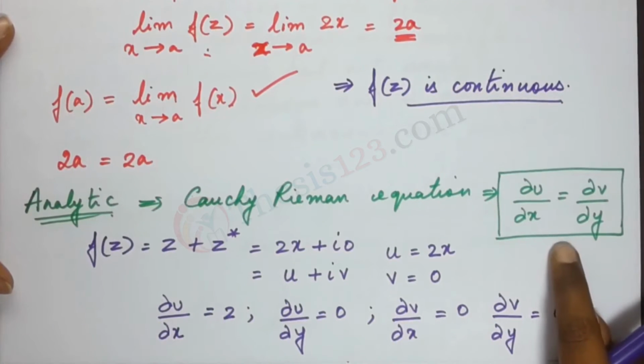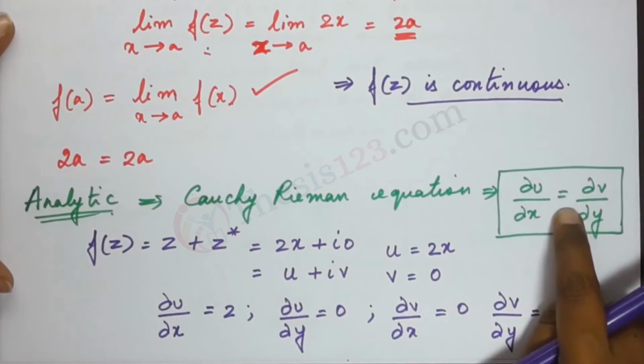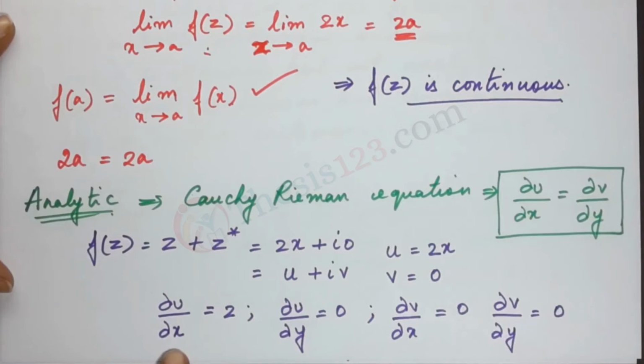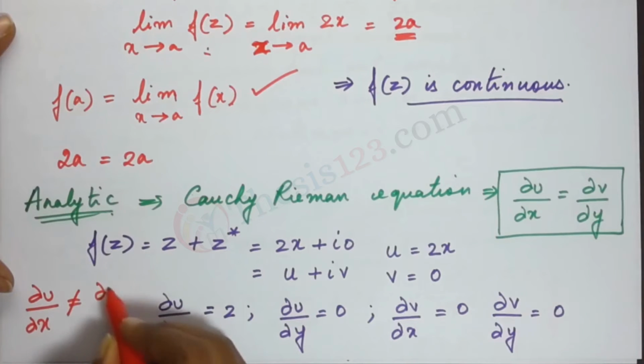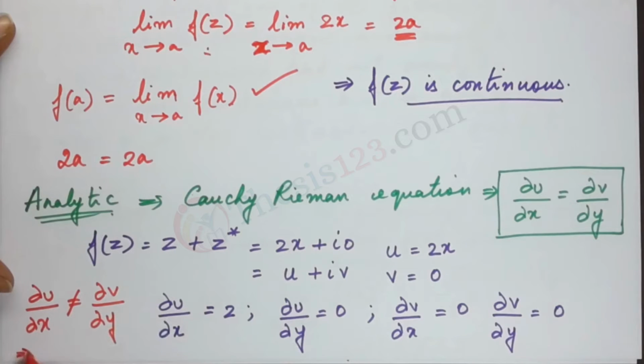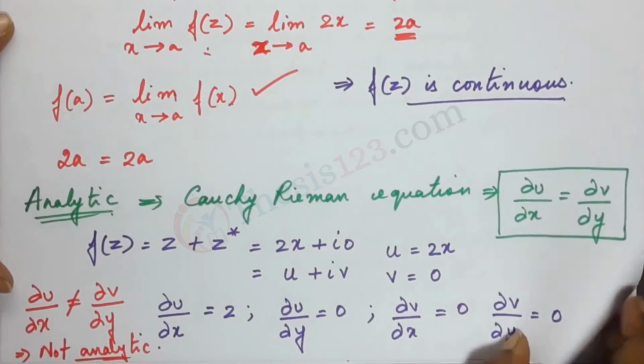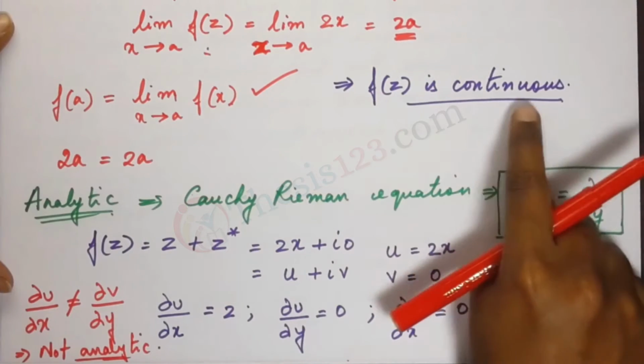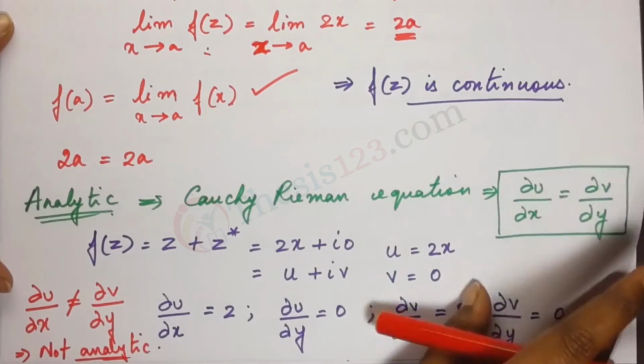Now look at the Cauchy-Riemann equation over here. So ∂u/∂x should be equal to ∂v/∂y. But we see here that ∂u/∂x, 2, is not equal to ∂v/∂y. So I'll write that down here. Since ∂u/∂x is not equal to ∂v/∂y, it is not analytic. So we find that now the function f(z) is continuous, but it is not analytic.